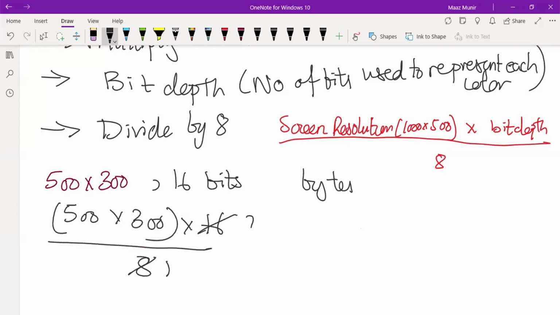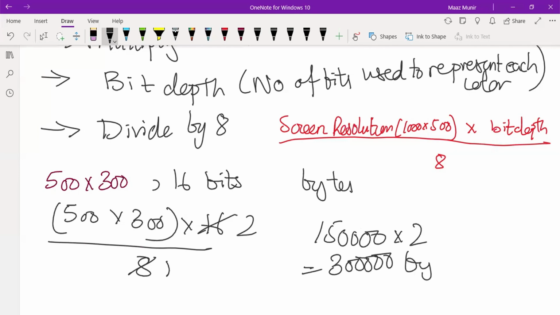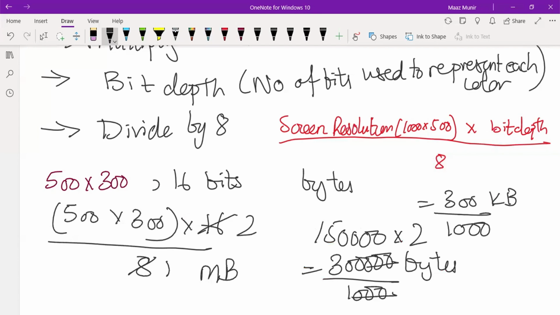8 ones are 8 twos are. 500 into 300 is 150,000. 5 3s are 15. Yes, we have 50, and then multiply by 2, we get the answer as 300,000 bytes. And now let's say they say convert this into MB, megabytes. We need to divide this with 1000 first. Clear off the 3 zeros from here. We have 300 KB. And then again dividing this by 1000, you get 0.3 MB. That's how you calculate a file size.